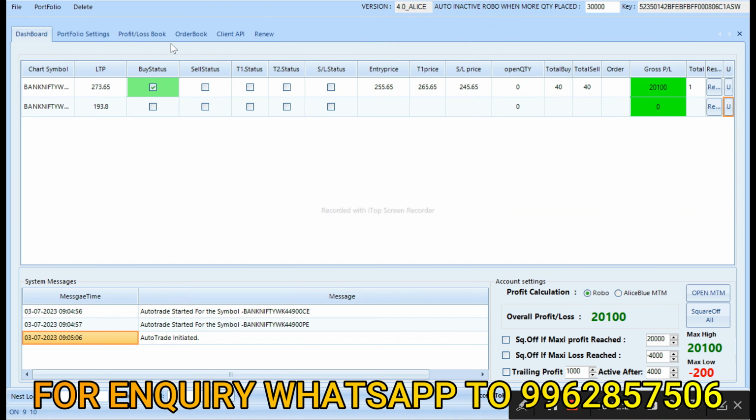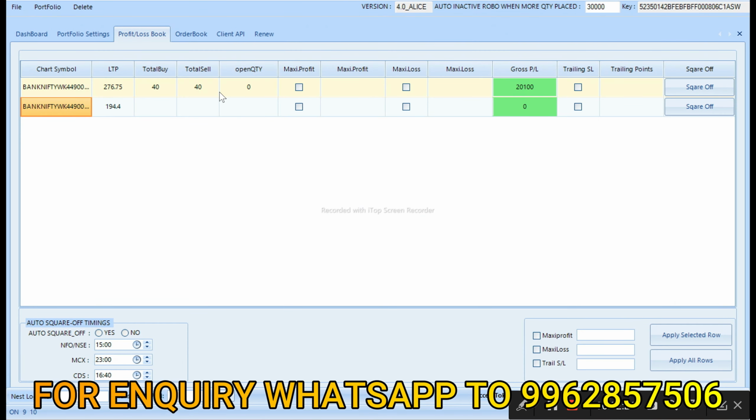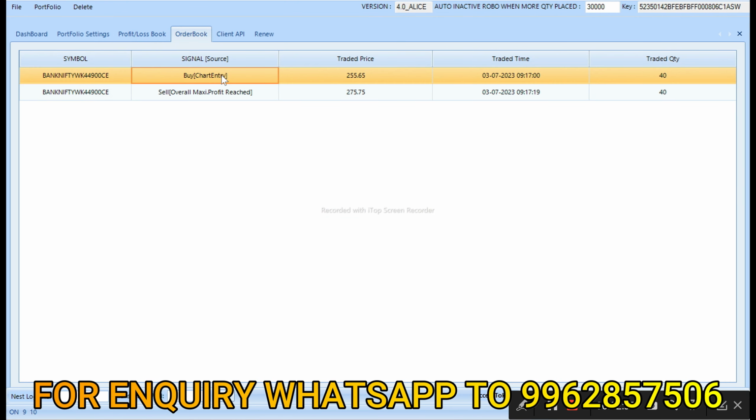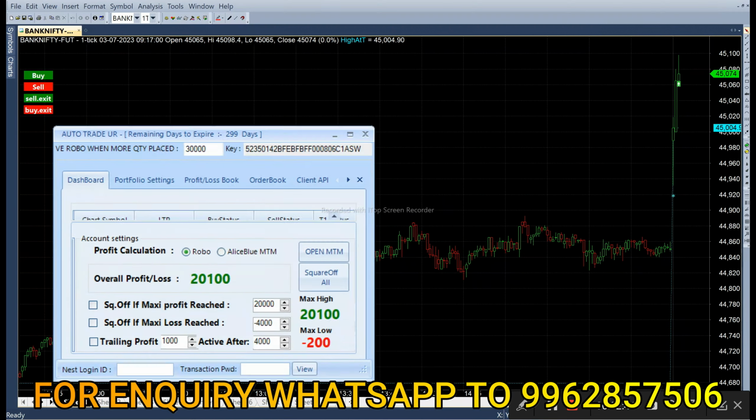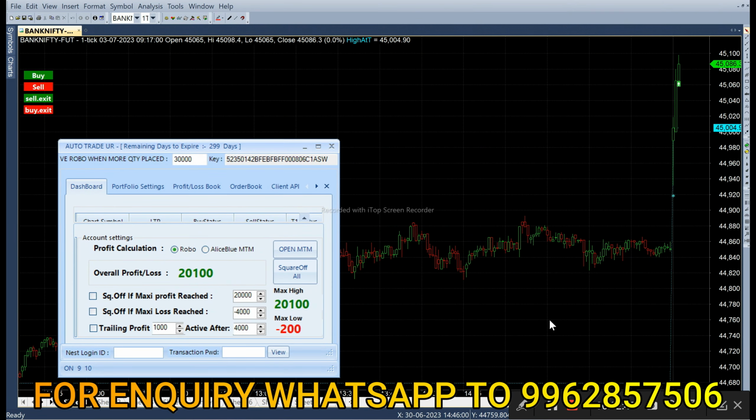So it has reached the target now. So in call option, we have 20,100 rupees profit. In put option, we don't have any entry today. So let's see the order book now. First, we bought call option at 255.65 at 9:17. Then squared off at 275.75. So today, our overall profit is 20,100.